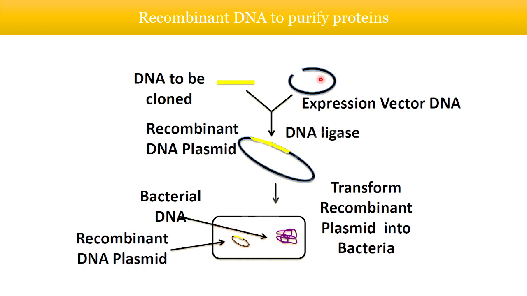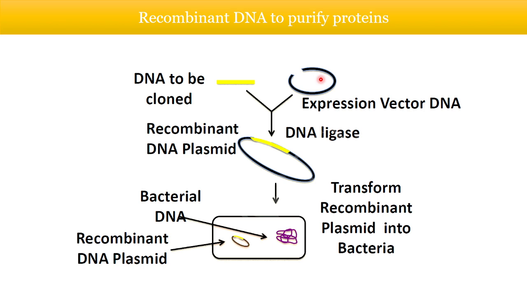Now what you do is clone this DNA inside the vector. As of now you have the gene of interest, or the DNA. The gene of interest is the DNA material that is going to be transcribed and further translated to give you the protein of your interest. This gene of interest is now put inside your expression vector, and this entire system becomes your recombinant DNA plasmid.